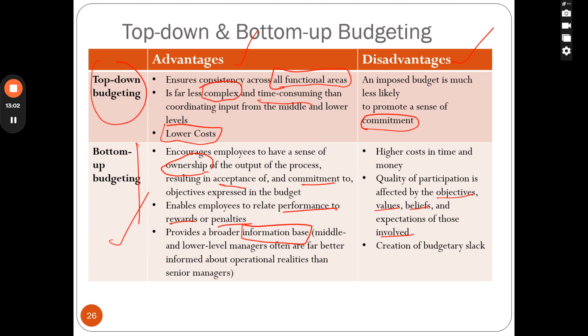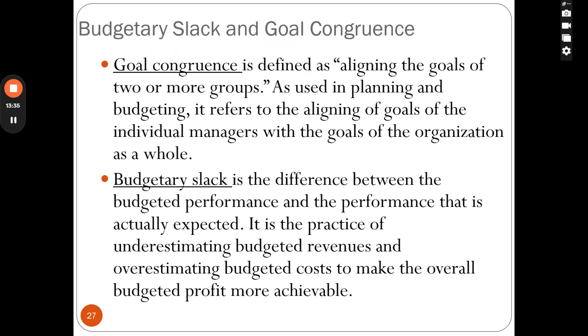So how people think about the budget, and how sincere their involvement in the budget is, all depends on their objectives, values and beliefs. So the quality of your budget depends on their values, beliefs and objectives. And there is a chance of creation of budgetary slack, which we will discuss in the coming slide. Budgetary slack is the difference between the budgeted performance and the performance that is actually expected.